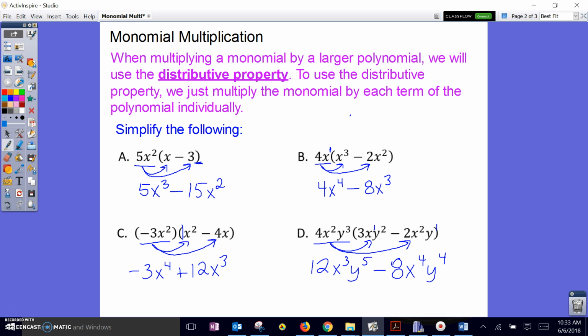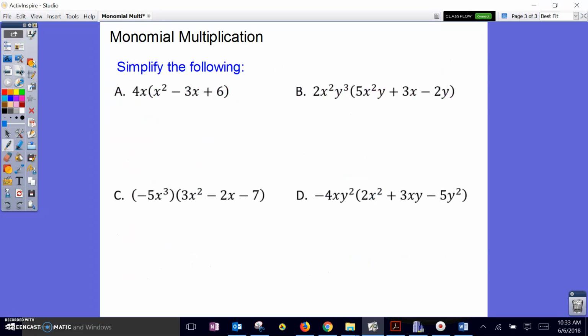Alright, so that whole page we looked at multiplying a monomial times a binomial. We can extend the same idea of using the distributive property to when we have bigger polynomials, like trinomials, which we're going to do on this page. So now we're going to take the monomial and we're going to multiply it by not just two terms, but all three terms in the trinomial.